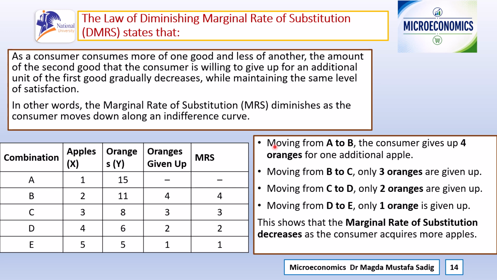Look at the table. We have different combinations of apples and oranges, and oranges given up. From 15 to 11, we give up 4. From 11 to 8, we give up 3. From 8 to 6, we give up 2. And from 6 to 5, we give up 1. So the marginal rate of substitution between orange and apple is 4, 3, 2, 1.